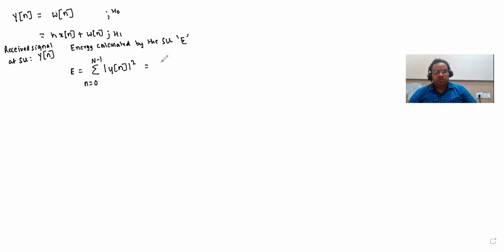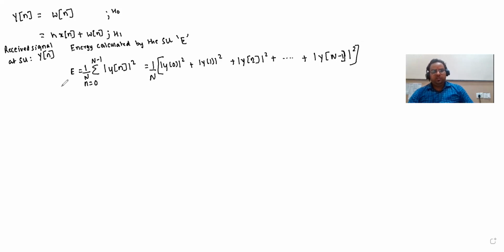So basically this will have y of 0 squared plus y of 1 squared plus y of 2 squared, and so on, plus y of N minus 1 squared. In some cases, it is also normalized, that is, divided by the number of samples N. We can normalize it also. Now the secondary user calculates the energy E and compares E to a threshold value. Either this will be greater than the threshold or less than the threshold. If E is greater than the threshold, the secondary user says that the hypothesis H1 is true. If the energy is lesser than the threshold, the secondary user says that hypothesis H0 is true.